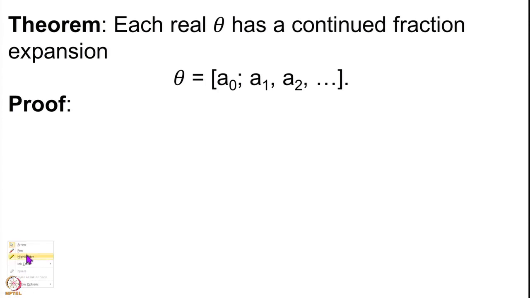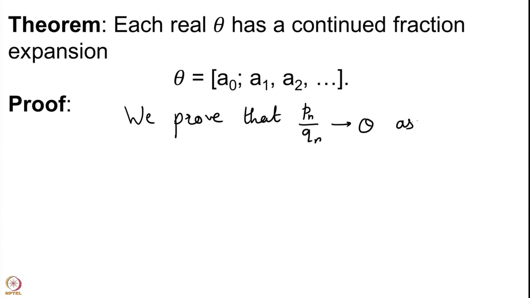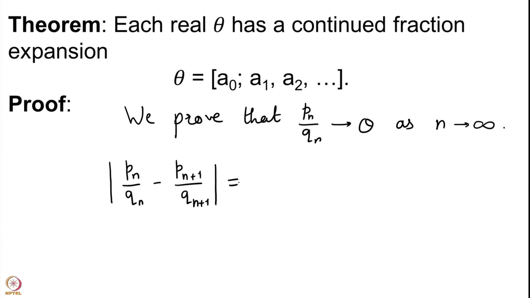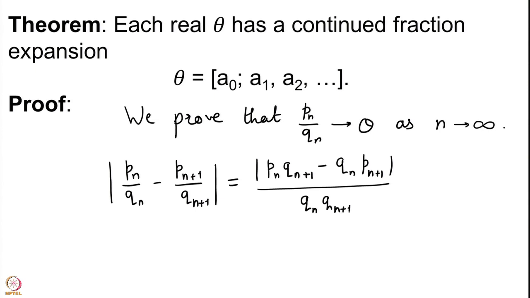And we prove this. So, we prove that Pn upon Qn converge to theta as n goes to infinity. This is what we want to prove. So, before we do anything else, let us look at this difference. Pn upon Qn minus Pn plus 1 upon Qn plus 1. This is of course Pn Qn plus 1 minus Qn Pn plus 1 upon Qn Qn plus 1. There is a mod, but we note that the denominators are always taken to be natural numbers. So, we do not need to put the mod here.